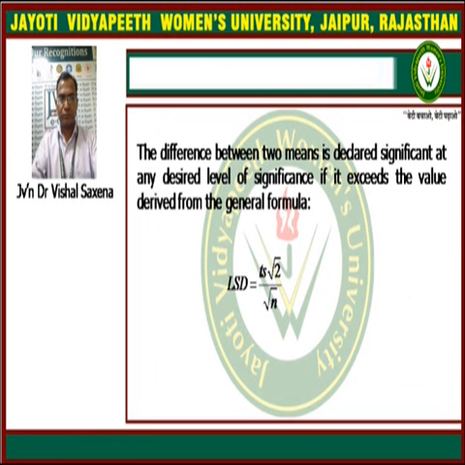The difference between the two means is declared significant at any desired level of significance if it exceeds the value derived from the general formula. So the least significant difference can be given by a general formula, and this formula is given by t into s multiplied by root 2 upon root n. So this is a general formula to find the least significant difference.